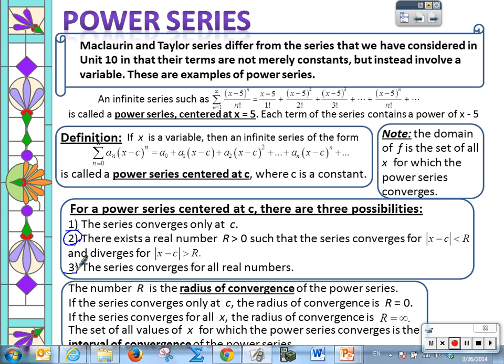All right, so let's talk about what a radius of convergence is. They usually represent it with just a capital R. The number R is the radius of convergence of the power series. If the series converges only at C, so that's our option number 1, then the radius of convergence is R equals 0. Basically, there is no radius if it's just one number. If it converges for all real numbers, then the radius of convergence is infinity.